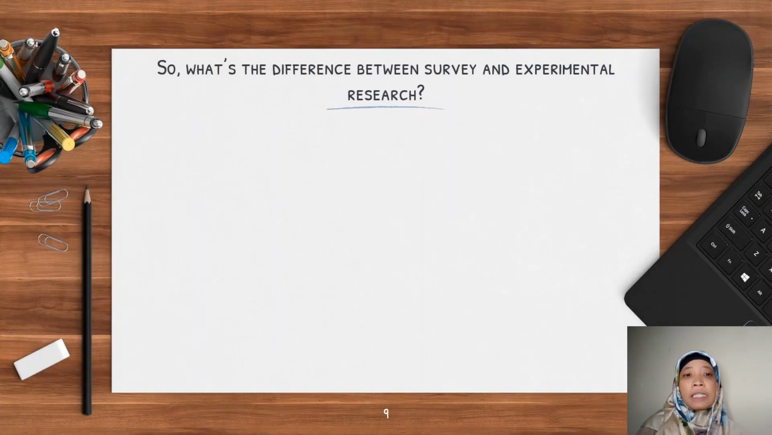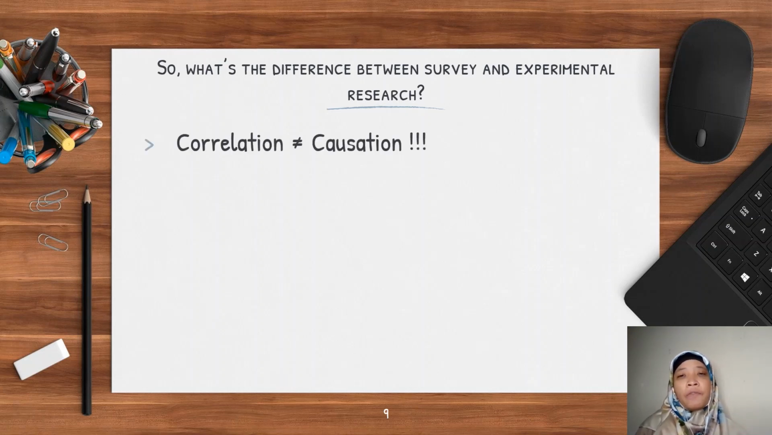So these are at least three differences between survey and experimental approaches in research. The first and the most important thing that I would like to emphasize is that correlation does not necessarily mean causation, as we saw in the previous graphs. Two, three, or more things might be correlated pretty highly with each other, but without experimental research, we cannot be sure whether those correlations are causal. We don't know which one is the cause and which one is the effect.